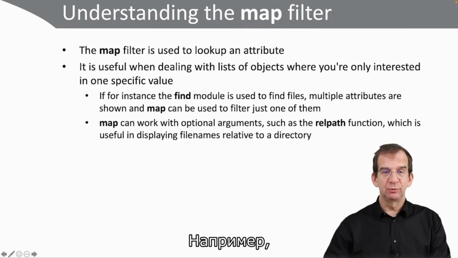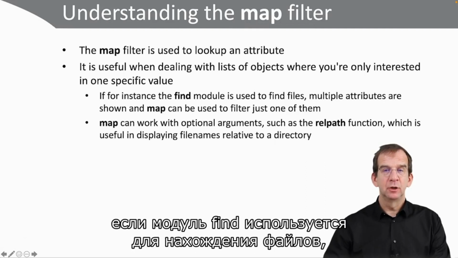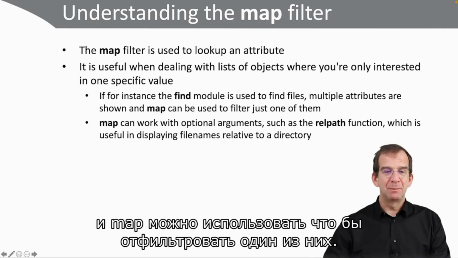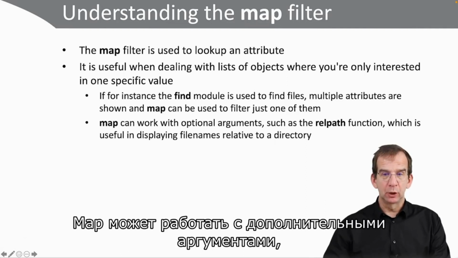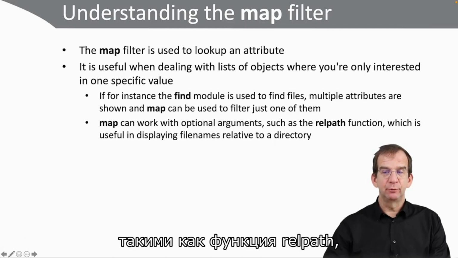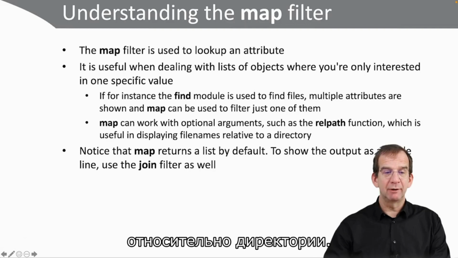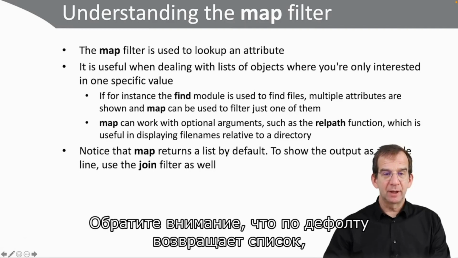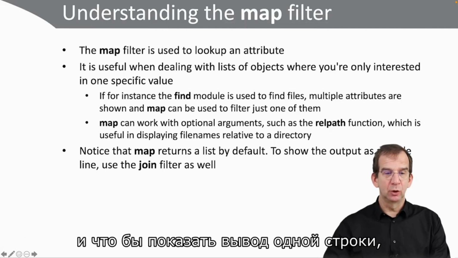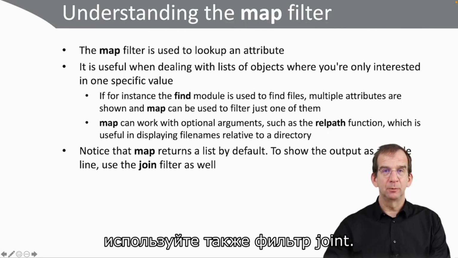So if, for instance, the find module is used to find files, multiple attributes are shown and map can be used to filter just one of them. Map can work with optional arguments, such as the relpath function, which is useful in displaying file names relative to a directory. And notice that map returns a list by default. To show the output on a single line, use the join filter as well.